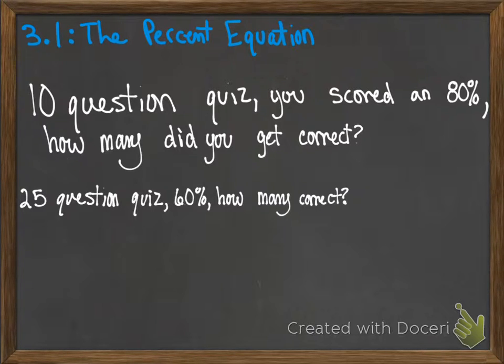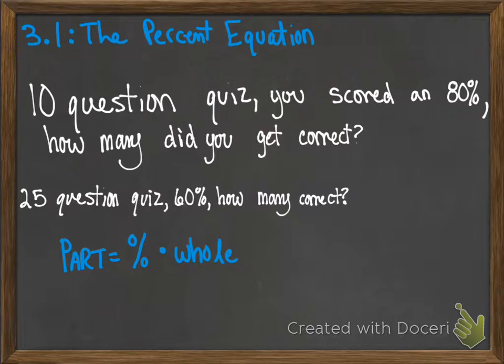So the percent equation: part equals percent times your whole. In the examples above, the first one, the part would be the number of questions you scored correct, the percent would be your percentage, and the whole would be the total number of questions in the quiz. For the other one, it would be 25 total, that's your whole, 25 quiz questions, 60%, and the part would be the number that you got correct, all right?